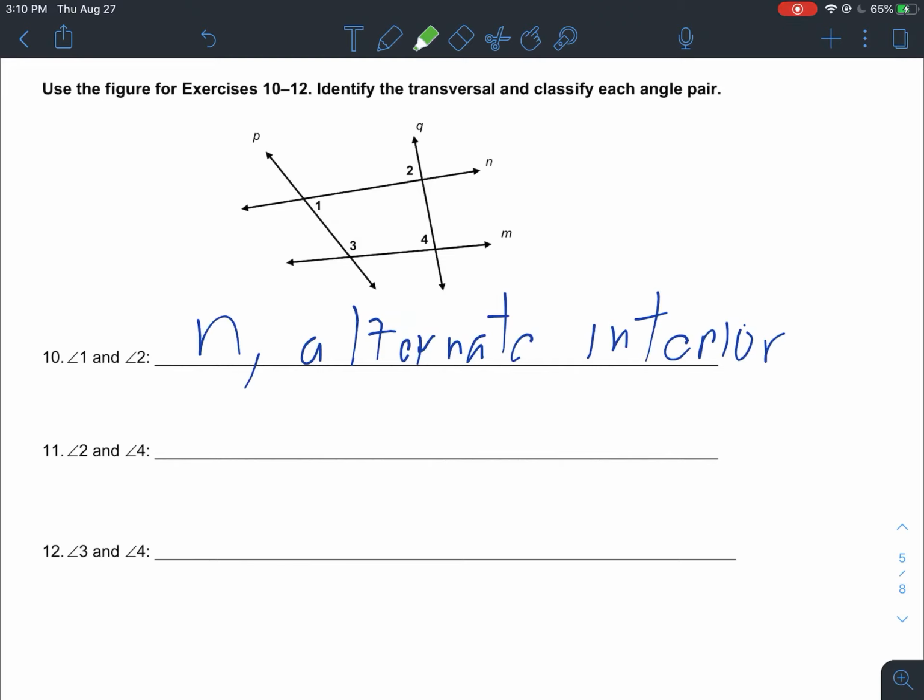Number 11, 2 and 4. 2 and 4 are both on this line, transversal Q. They're on the same side of Q, but they're both not interior and both not exterior. They're both in the same spot. That would make them corresponding.